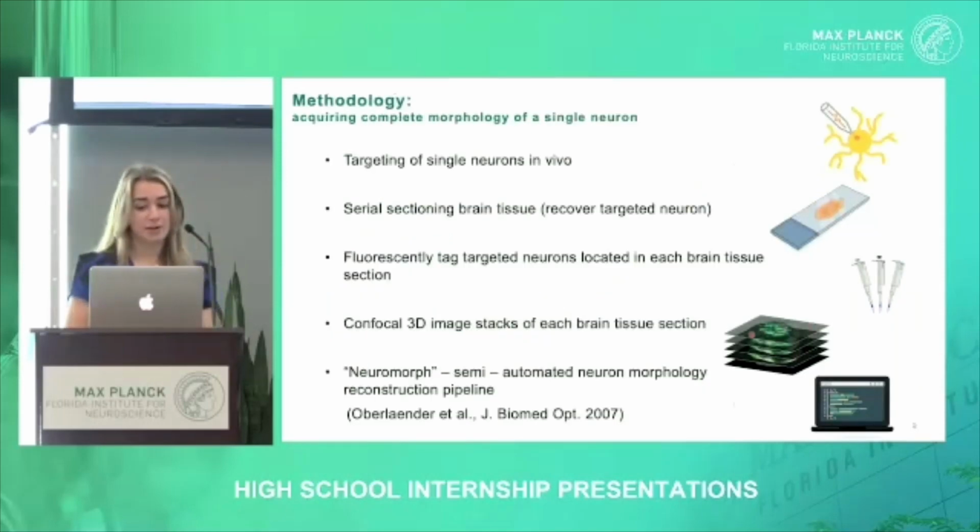To conduct my project, we started with injecting biocytin to label the in vivo target cell. Then, the tissue was cut into 50-micron sections to recover the targeted neuron and stained with fluorescent dye to illuminate the target cell. Next, we used the confocal microscope to take 3D image stacks of each tissue section. We uploaded these images into the NeuroMorph program, which is cited here, but for time's sake, I can't go too far into it. But the main overview of this program was to conduct a semi-automated neuron morphology reconstruction pipeline.